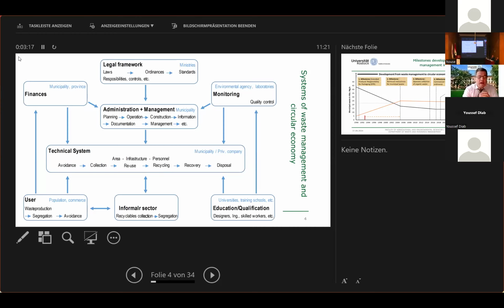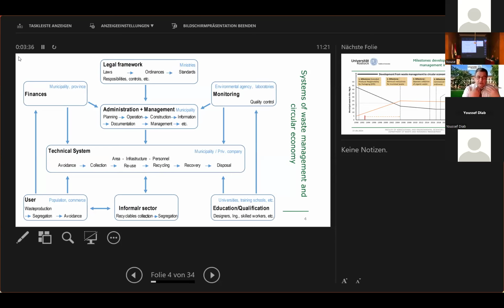Financing: who will pay for waste management? Every day we produce waste. Waste should be collected and treated. Who will pay for the waste? Financing is very important. Then monitoring, administration, and the technical system.